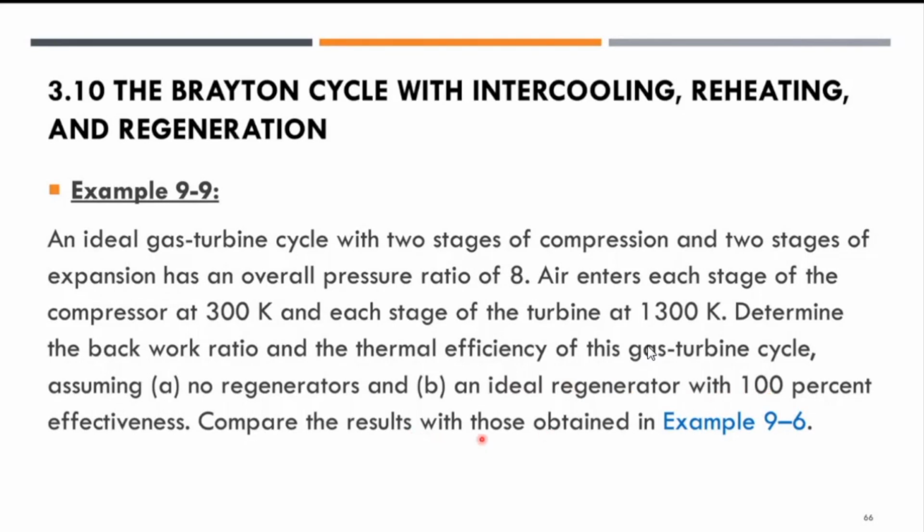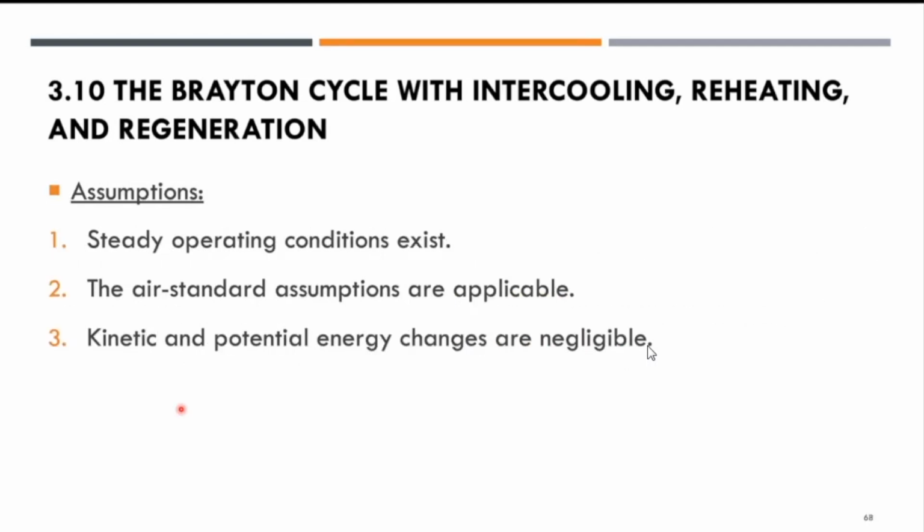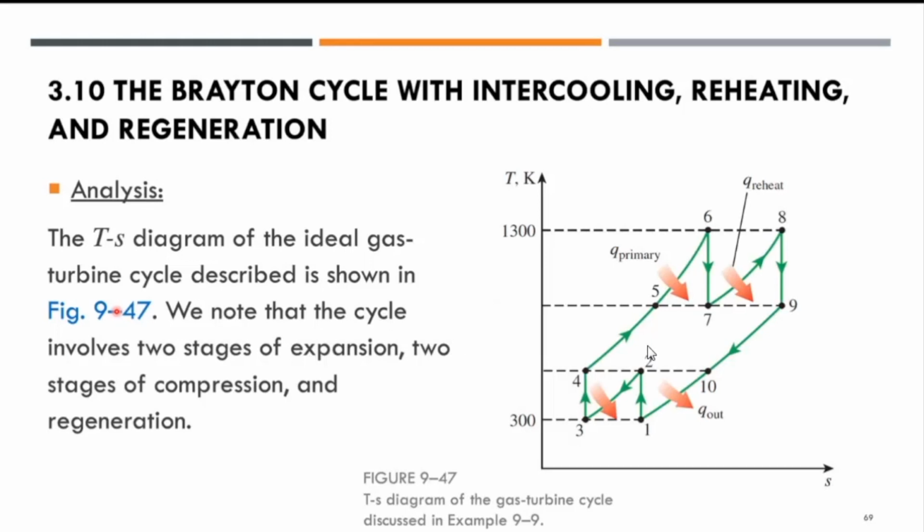You have to compare with the result obtained in example 9.6 so that we can appreciate what happened when we introduce such a thing. Solution: an ideal gas turbine cycle with two stages of compression and two stages of expansion is considered. The back work ratio and thermal efficiency of the cycle are to be determined for the case of no regeneration and maximum regeneration. Assuming steady operating conditions exist, air standard assumptions are applicable, and air kinetic and potential energy changes are negligible.